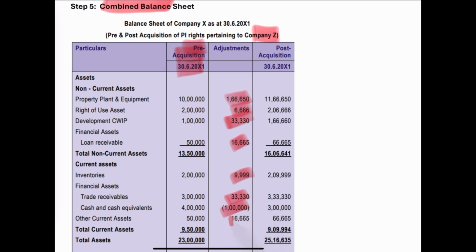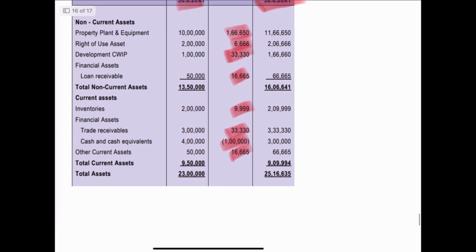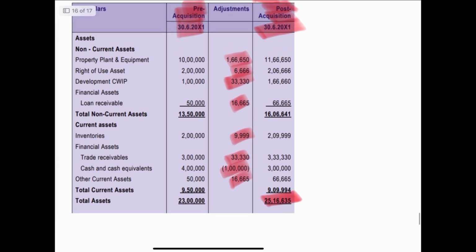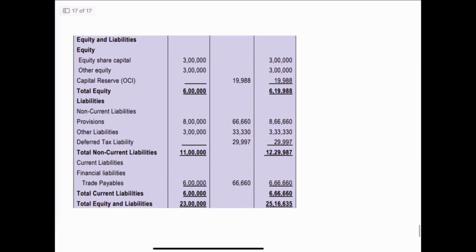So all the journal entries have been plotted here, and for the post acquisition we just have to add the pre-acquisition plus these adjustments. So that will give total assets of 25,16,636 for the combined balance sheet, and liabilities also 25,16,635. Okay, so this is how the combined balance sheet needs to be made.